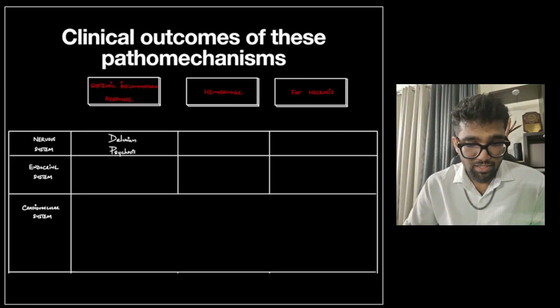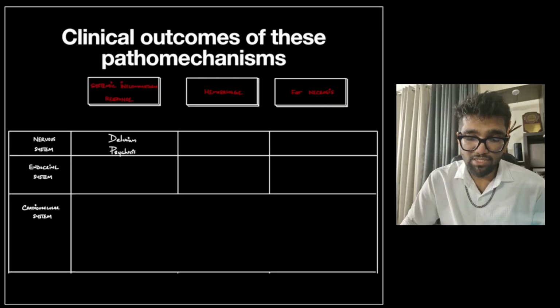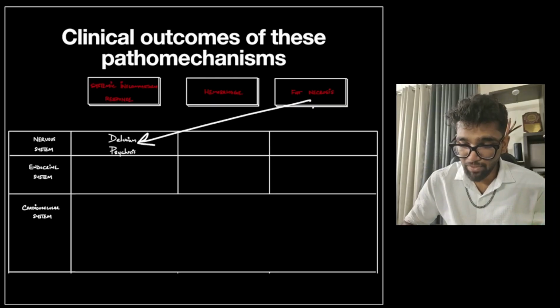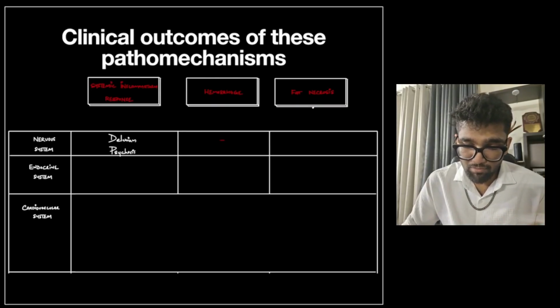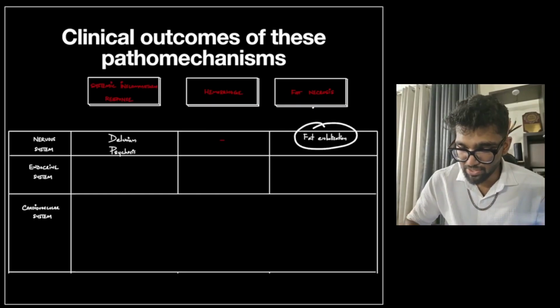So in the central nervous system, because of systemic inflammatory response, you can get delirium and psychosis. Now, sometimes, although uncommonly, fat necrosis and fat embolization can also be responsible for the same. Like I said, fat embolization can cause the same presentation.